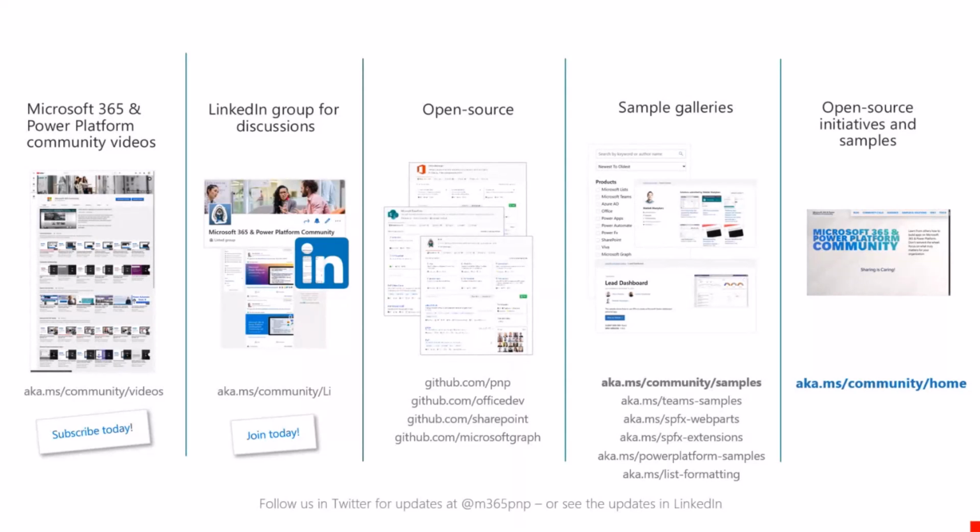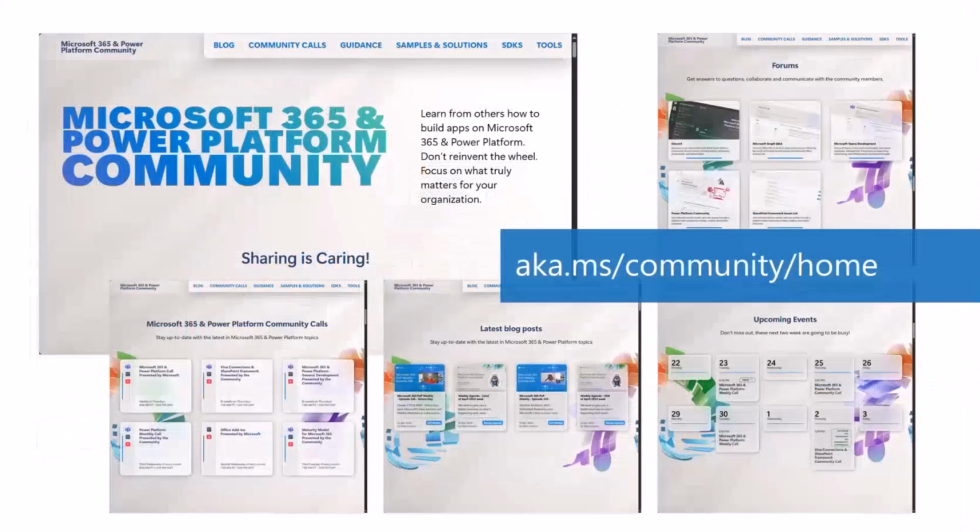And then, of course, you only need to remember one URL to get to all this goodness, and that is aka.ms/community/home. And you'll notice there on the right-hand side of that slide, it's looking a little different. How different? This different. We have got an updated site that is fantastic for everyone. Upcoming events, latest blog posts, all the community calls are there. We're going to be listing some more community calls, by the way. There's a little sneak preview for you, so be on the lookout for that.